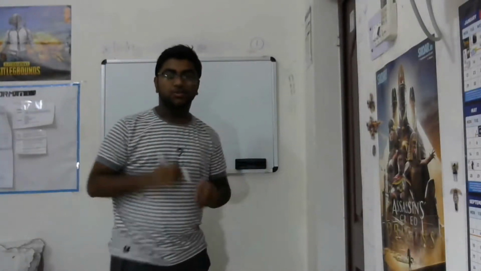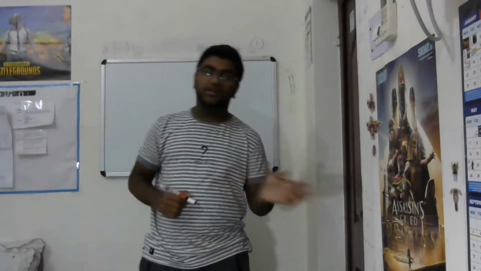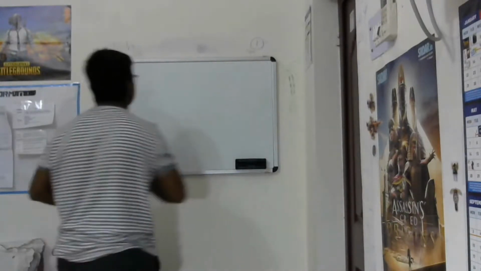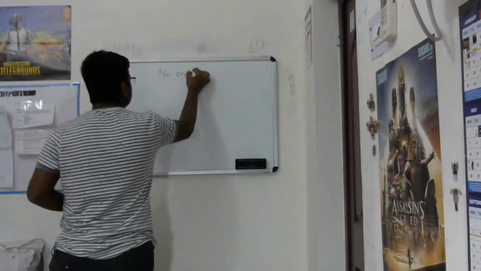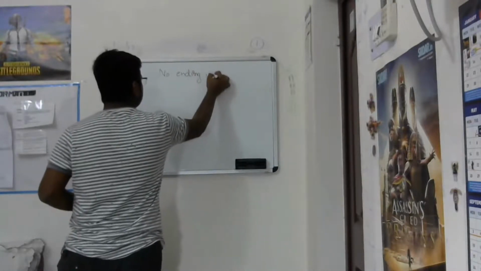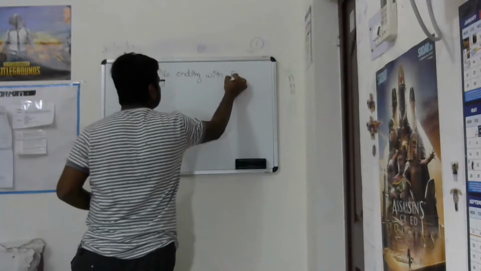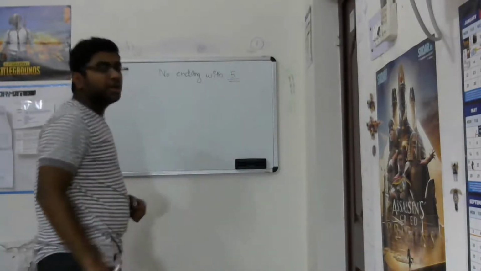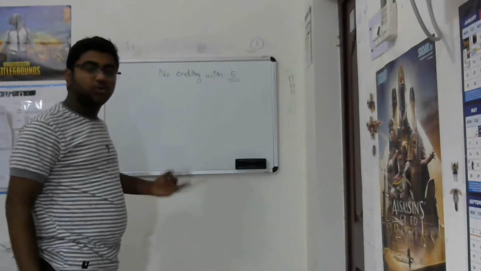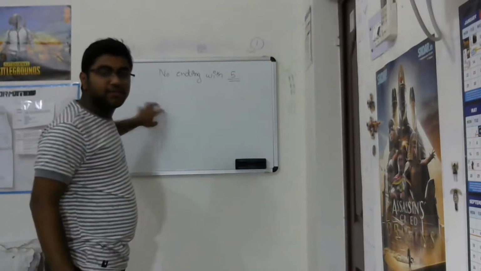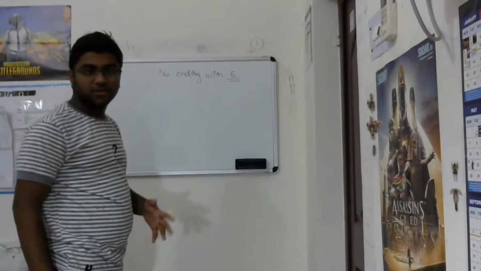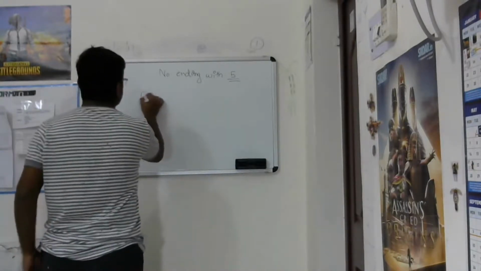Hello guys, so today we'll talk about how to square numbers easily in less than 5 seconds. First we'll talk about the numbers which end with 5. Numbers ending with 5 you can square in less than 3 seconds. So let's see. Firstly, what is 5 square?